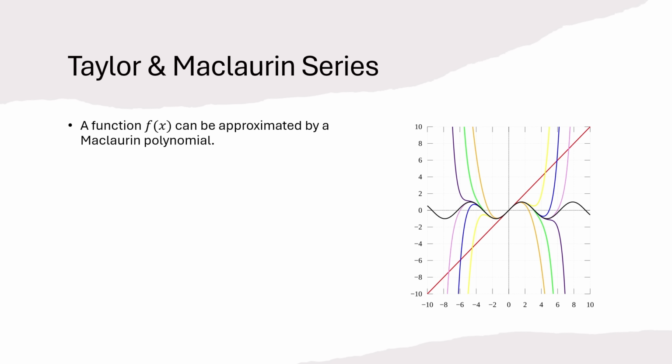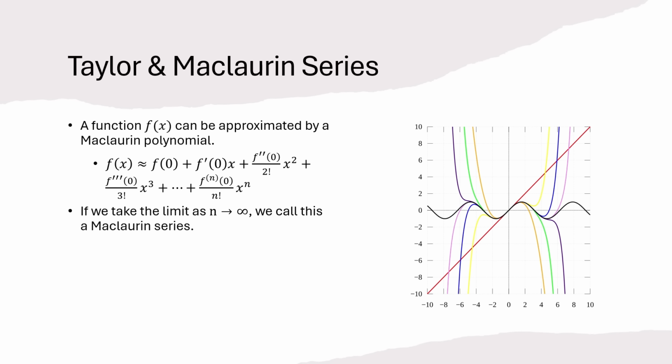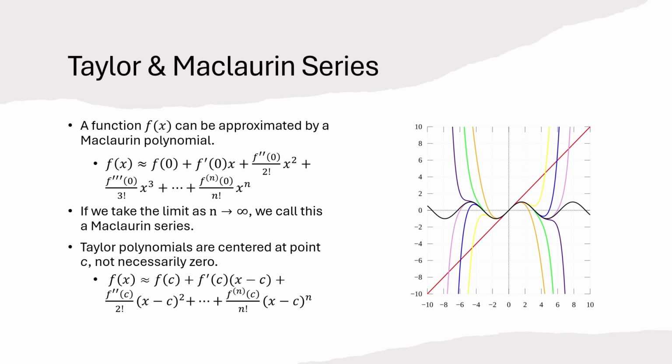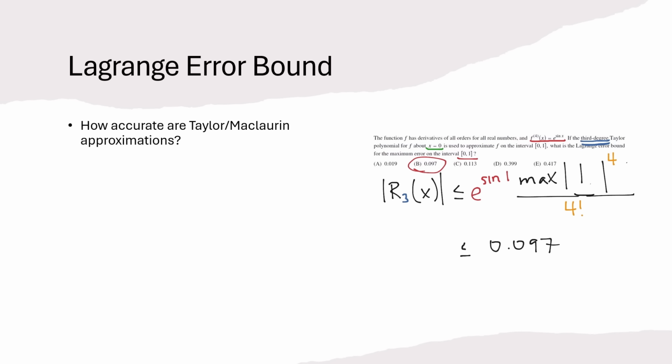A function f of x can be approximated using a Maclaurin polynomial. The more terms we have in the polynomial, the more accurate the approximation is. So if we take the limit as the number of terms approaches infinity, we call this a Maclaurin series. Taylor series are a more general version of Maclaurin series because Taylor series can be centered at any point c, while Maclaurin series are always centered about x equals 0.